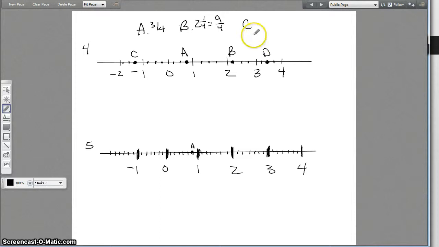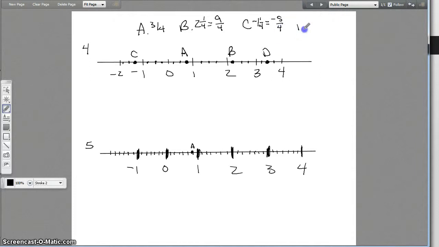Now we're going to look at point C. C is all the way over here on the left. You can see the -1. This is one little tick mark to the left, so it's 1/4 to the left. That means it is -1 and a fourth, which is -5/4.